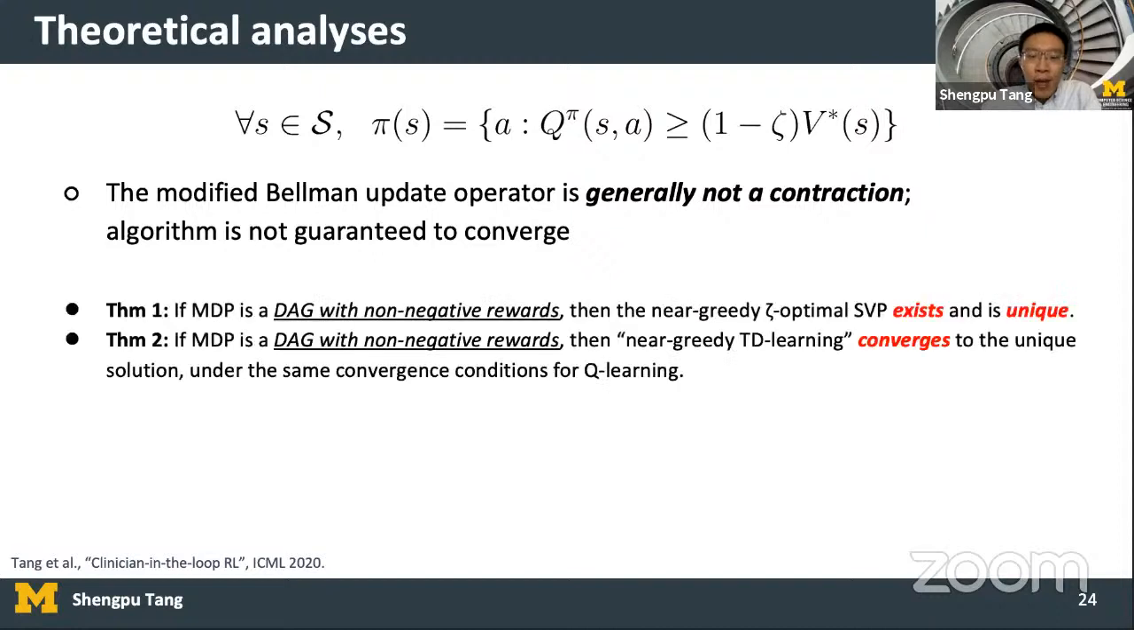However, in our ICML paper, we showed that the algorithm is guaranteed to converge to the unique solution for directed acyclic graphs with non-negative rewards. Though the theoretical results only hold for DAG environments, I want to spend the remainder of this talk demonstrating the algorithm's behavior in a more general setting of a non-DAG problem.